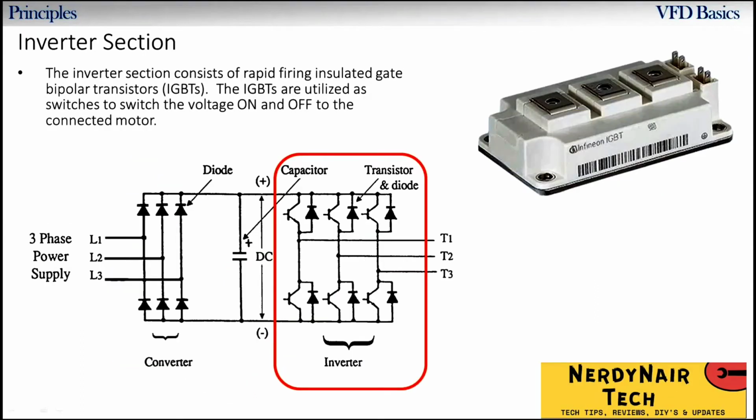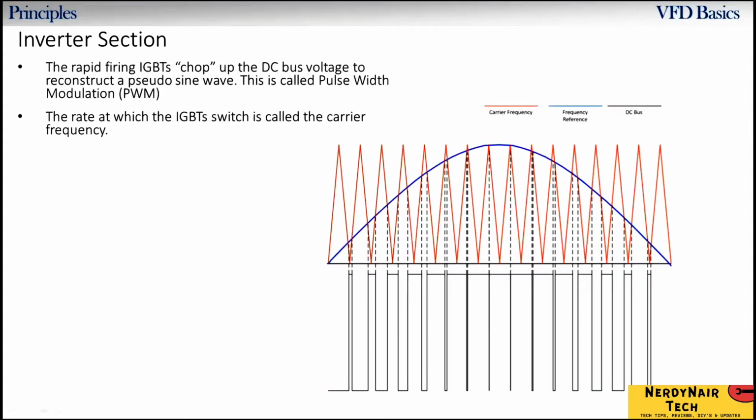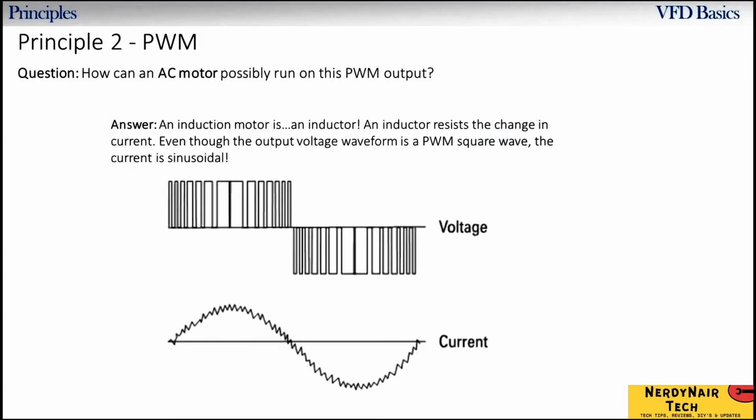Next is the inverter section. It is made up of IGBTs, insulated gate bipolar transistors. Drives don't actually create a sinusoidal output, they are pulse width modulation (PWM) outputs, and they replicate the sinusoidal output. The current waveform is in the sinusoidal form, so the motor runs.